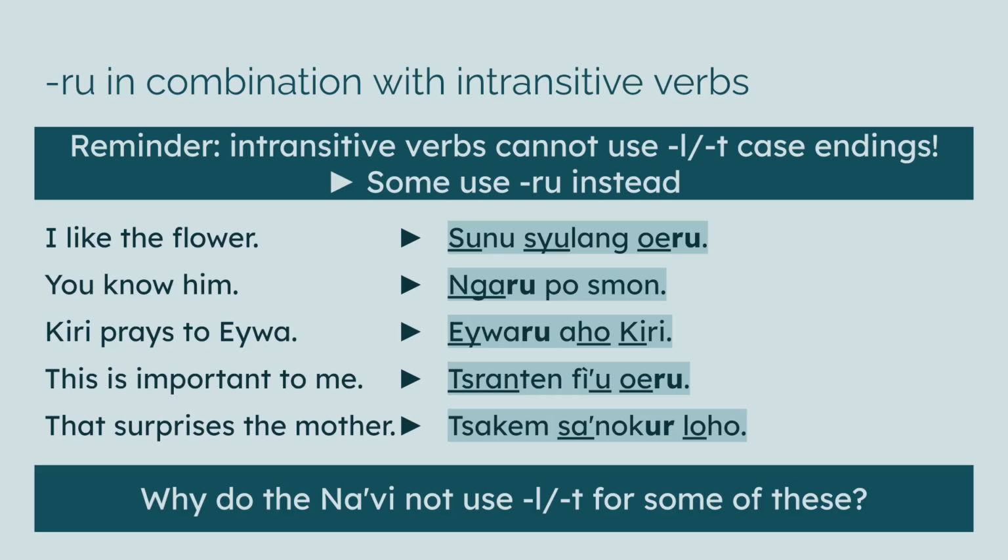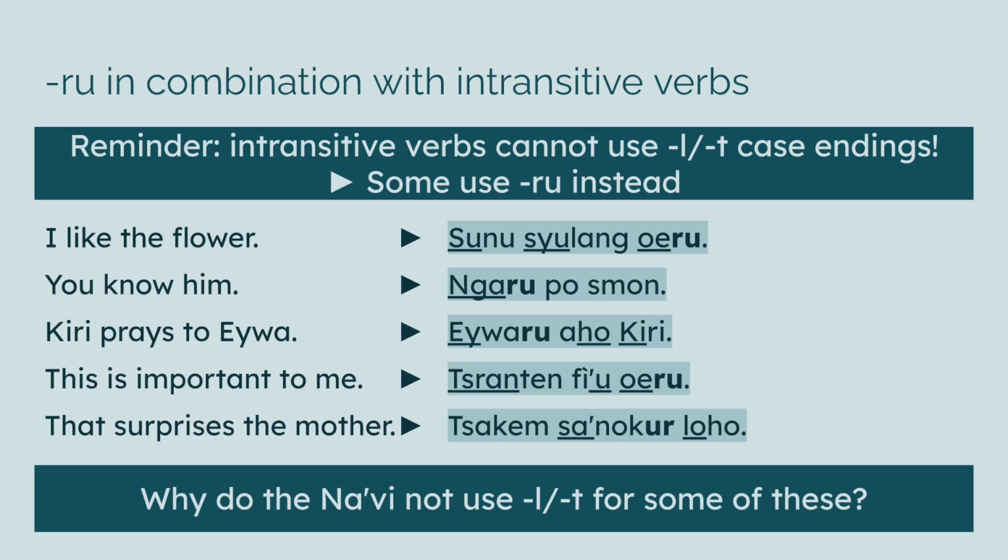Namely, in I like the flower, I am the subject. I'm the one liking something. But in the Natvi sentence, siulang is the subject. So siulang has no case ending, meaning it must be the subject. And oe, I, is actually the indirect object. So that doesn't line up with the English translation.